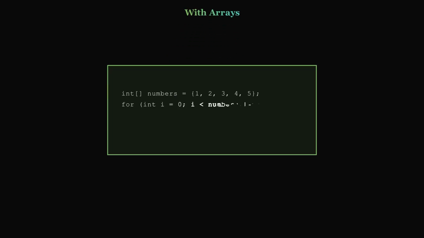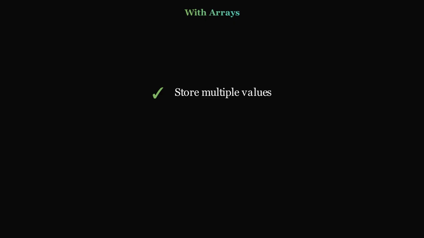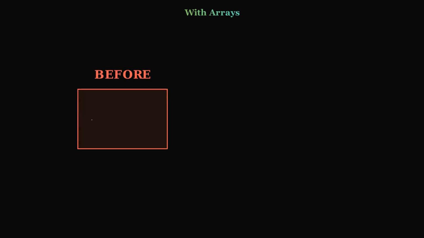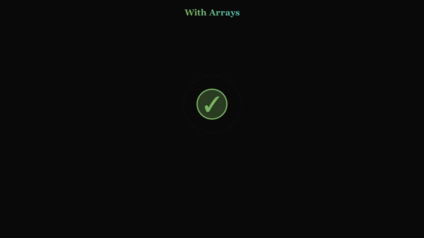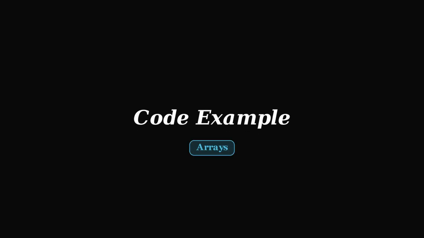Here comes the solution. Arrays. Look how clean the code is now. Store multiple values. Easy to iterate. Memory efficient. Compare the difference. And that is why we use arrays. Let's see how to implement arrays in code.